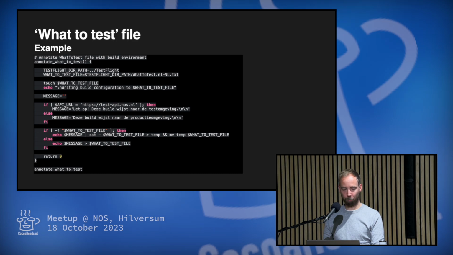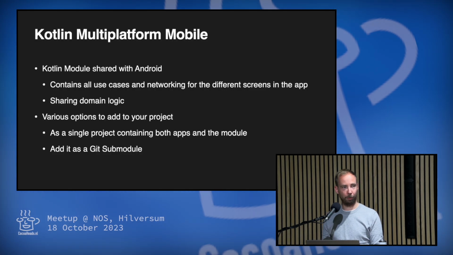So then Kotlin Multiplatform. We have a module that is shared with Android. It contains all our use cases, our networking models for each of these screens we just saw. So if you want to fetch comments, the app is going to ask the multiplatform part to fetch comments. It does the networking behind the scenes, and then the response comes back into our Swift code.